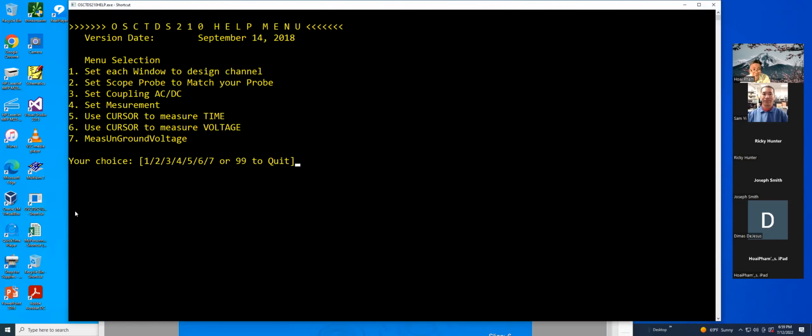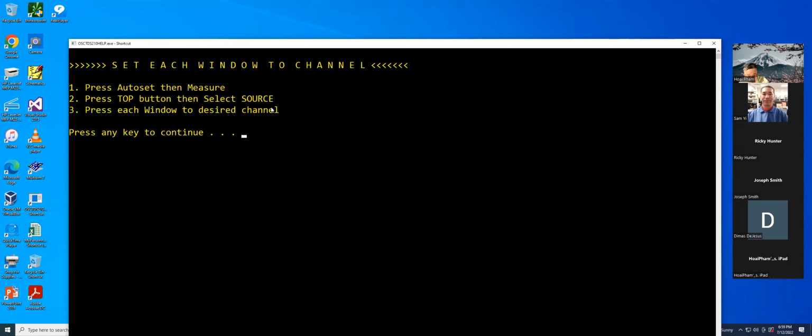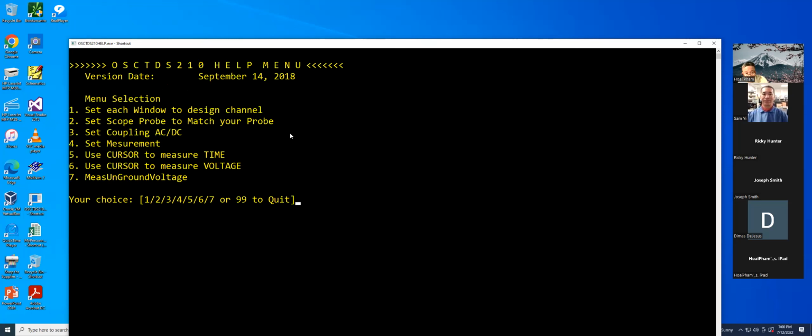This is the program. We put it on the desktop of each computer. It says to set each window to the designated channel. Number 1, press auto set, then measure. Number 2, press the top button, then select the source. Press each window to the designated channel. You see that? Yes, follow that, and you can do everything you need.